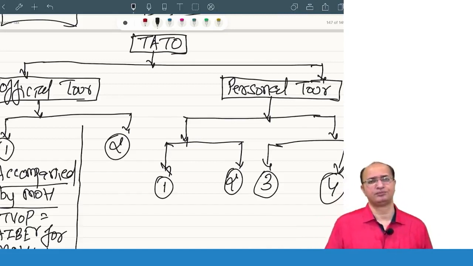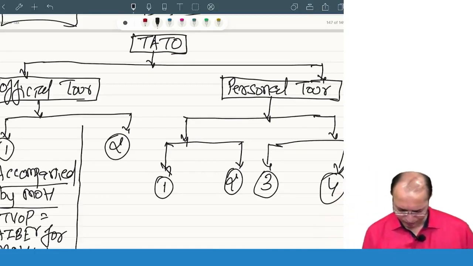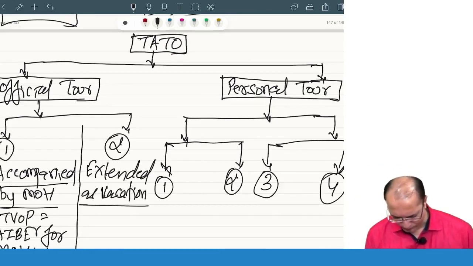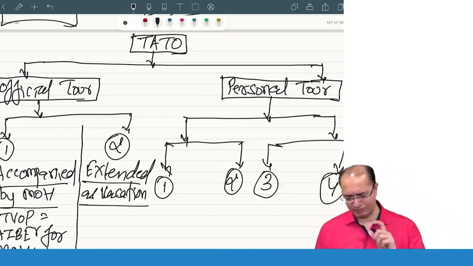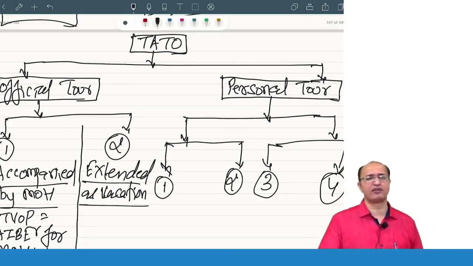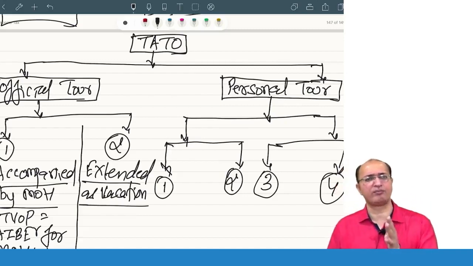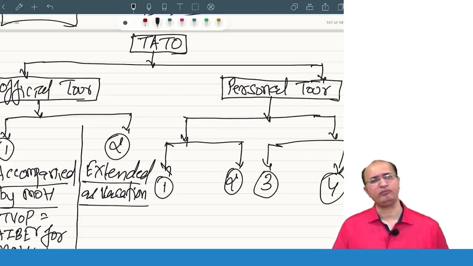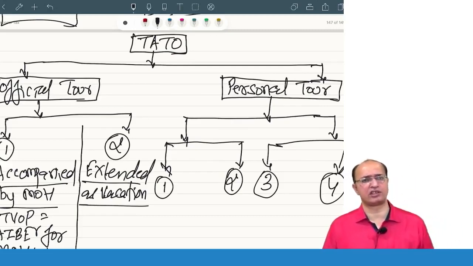The second possibility is that the official tour is extended as vacation. Official tour is extended as vacation, meaning thereby, I will give you an example to make you understand. For example, generally I visit Chennai for a period of 6 days. I take a flight on Sunday evening and reach here Sunday evening. I take lectures from Monday to Saturday, and on Saturday evening I take the flight and go back to Mumbai. So I generally visit Chennai for 6 days.